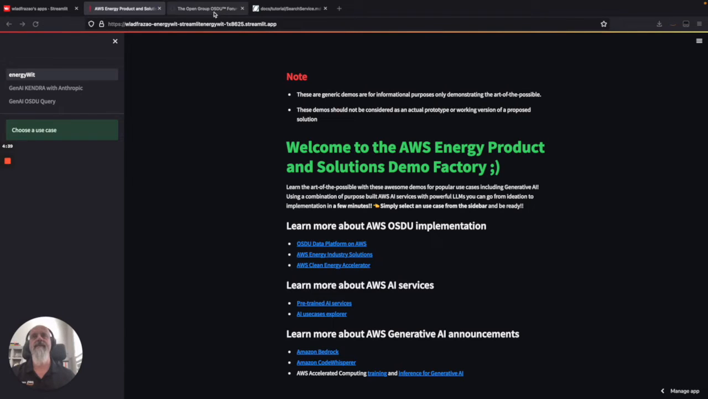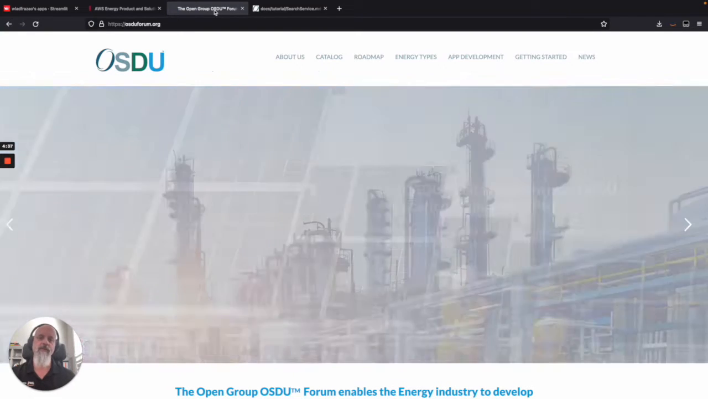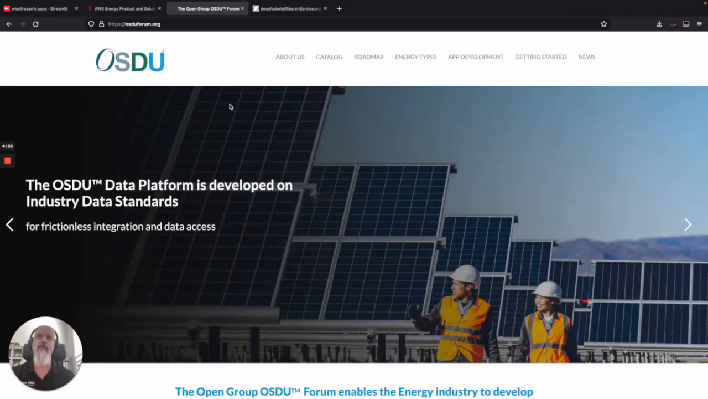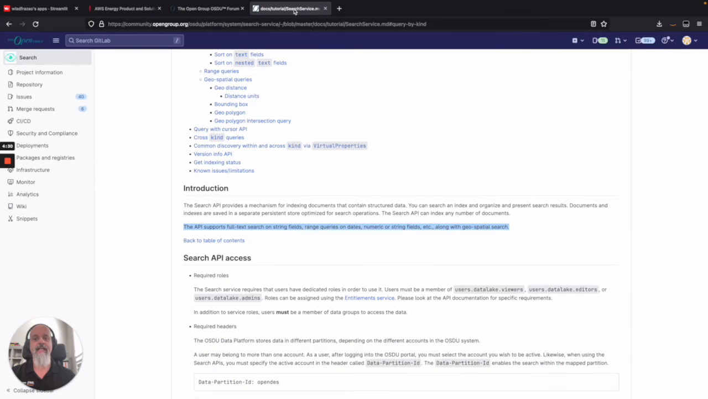So the API system that I'm using is called OSView. If you don't know what OSView is, I would suggest that you go to osviewforum.org. There's a lot of information there. And the API that I'm using is one of many OSView APIs. It's called Search. The Search API supports full text search on string fields, range queries, and things like that, including geospatial search.